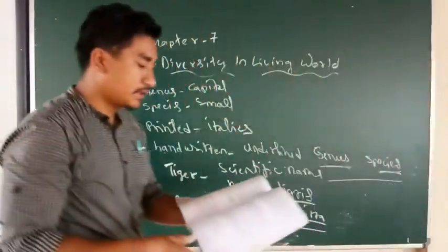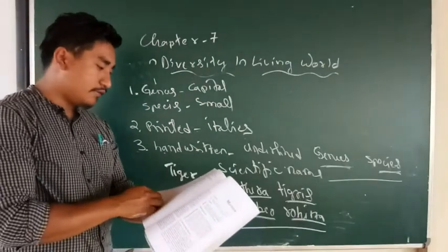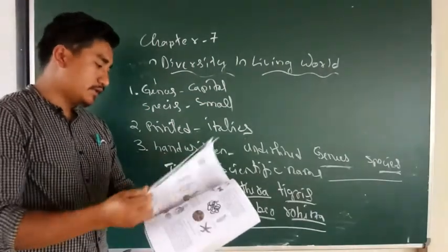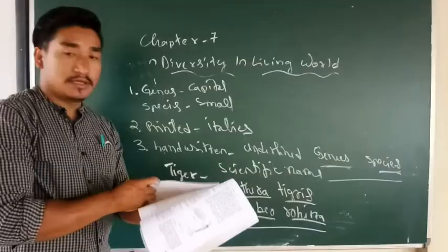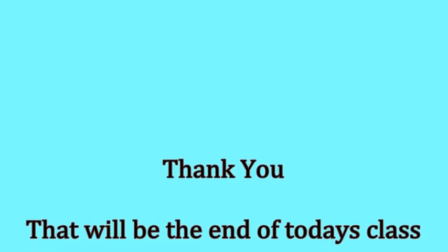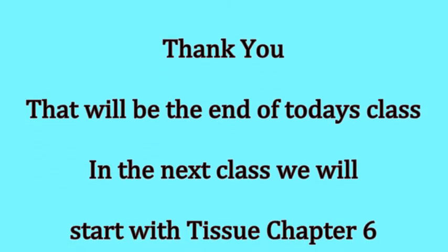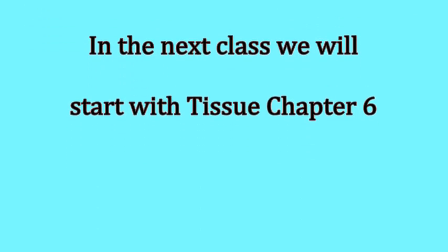Okay, so that brings us to the end of this chapter, that is diversity in the living world. In the next class we'll start with tissues, that is chapter 6.